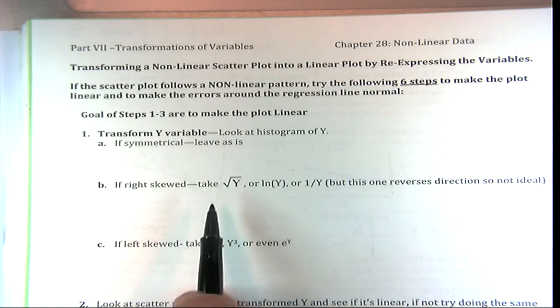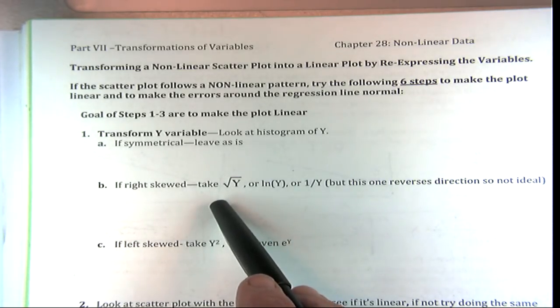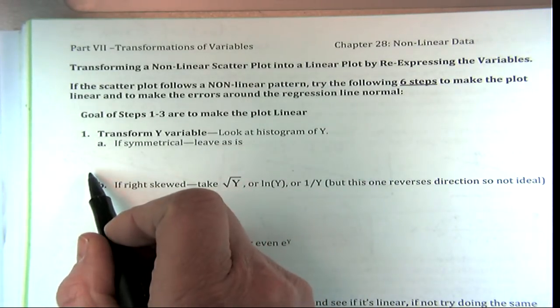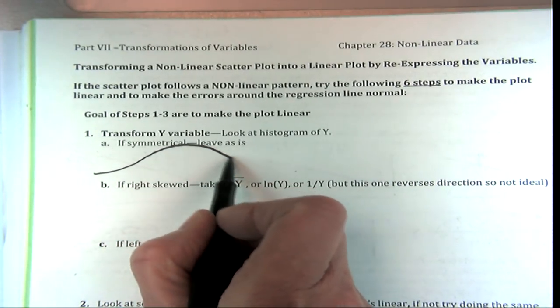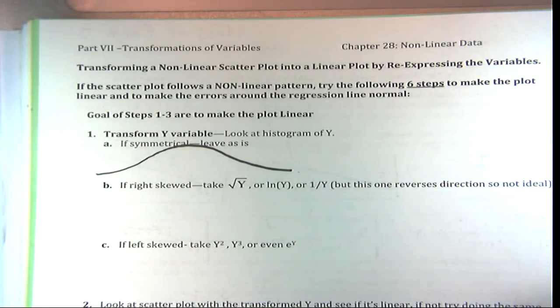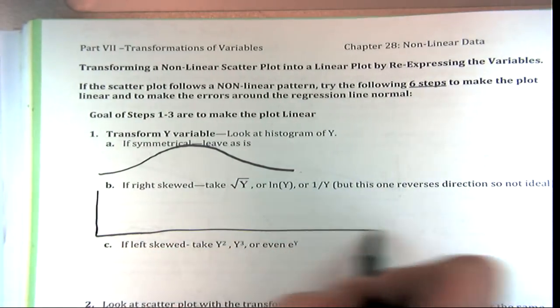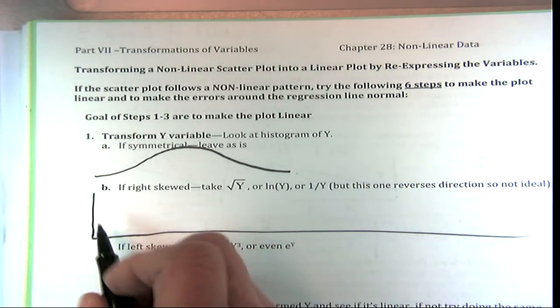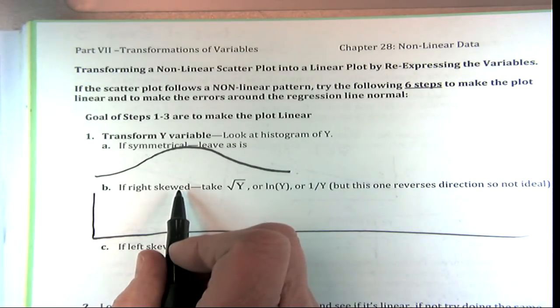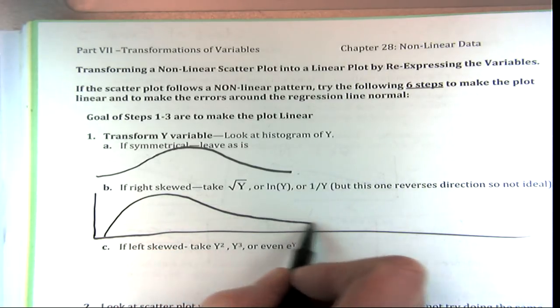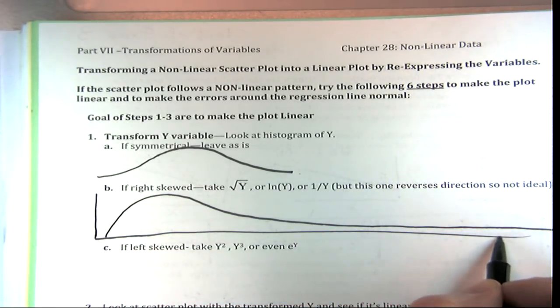But if it's right skewed, so if it's symmetrical, leave it as it is, like that. This is the histogram of the y variable, okay? Now, if it's right skewed, what does right skewed mean? Let's just look at the positive y's. Right skewed would mean that it has a long right-hand tail. So it could be something like that, right skewed.